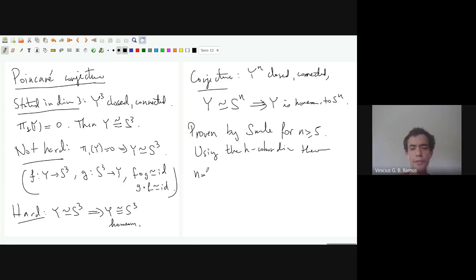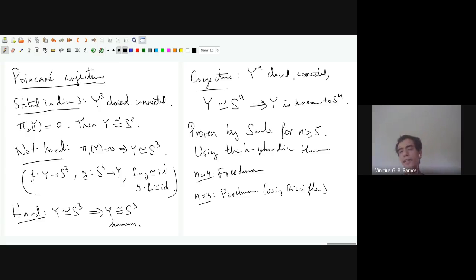So for dimension n equals 4, this was proven by Freedman using completely different techniques, and he got a Fields Medal for it. And for n equals 3, it was proven by Perelman much later, using completely different techniques. This would use Riemannian geometry, using the Ricci flow. And this was using much older, but also very different techniques.